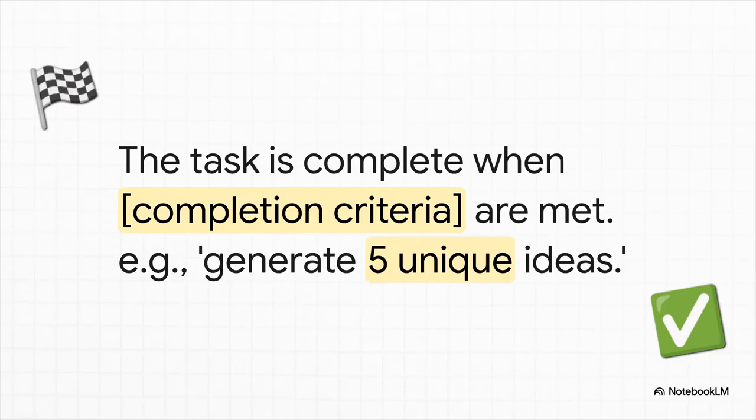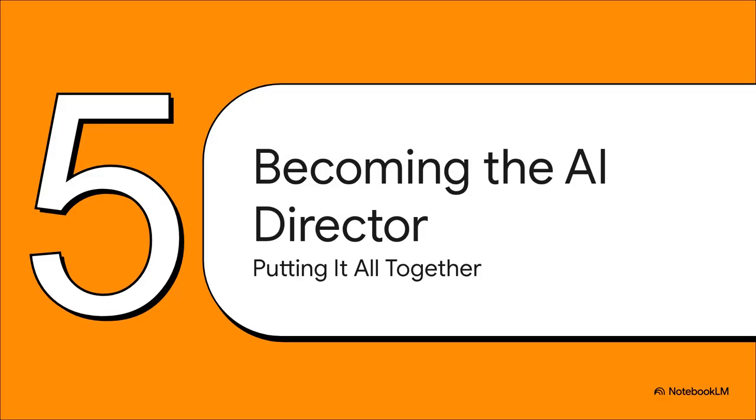And finally, stop conditions. This is how you tell the AI, okay, you're done. It prevents those rambling, endless answers, or worse, incomplete ones. By giving it a clear finish line, like "generate 5 unique ideas," you guarantee the response is exactly the size and scope you wanted. So let's put it all together.